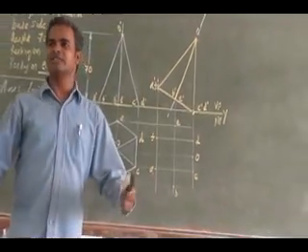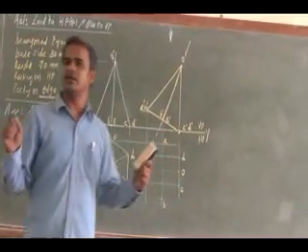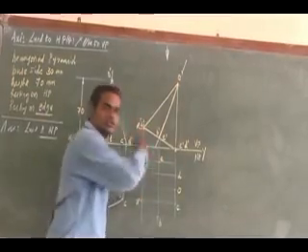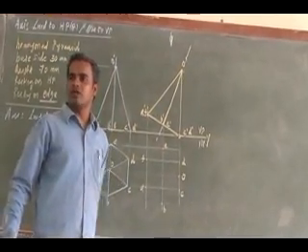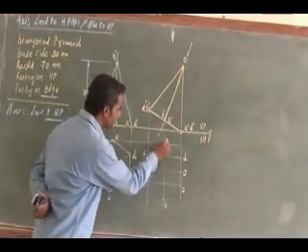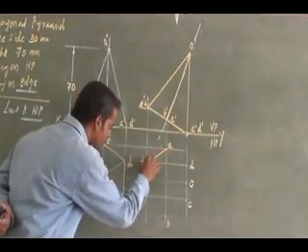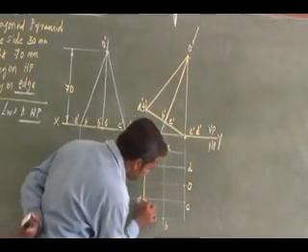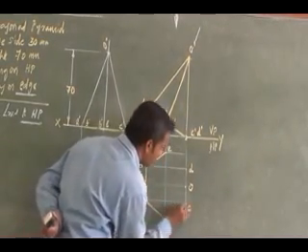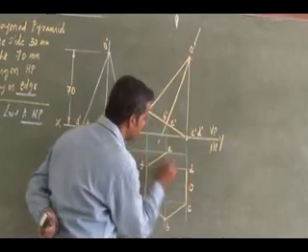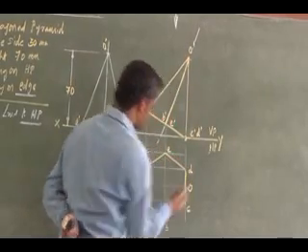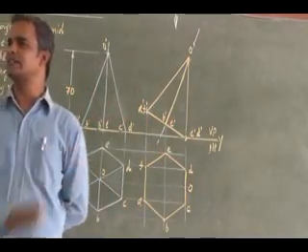As per the hint I gave in the last class, first of all you close the boundary of the final view. So this is my boundary. This boundary is fully visible. It is nothing but the base.